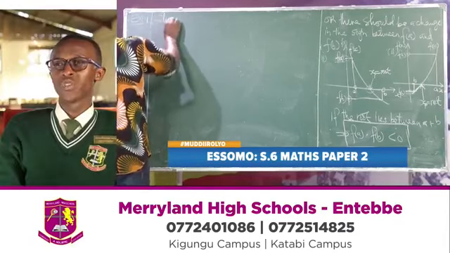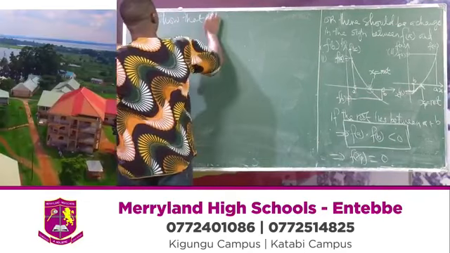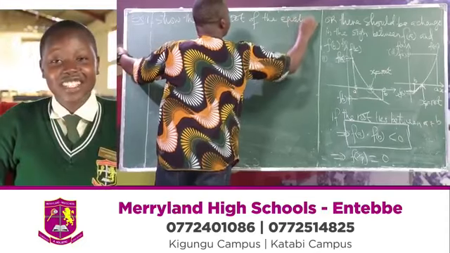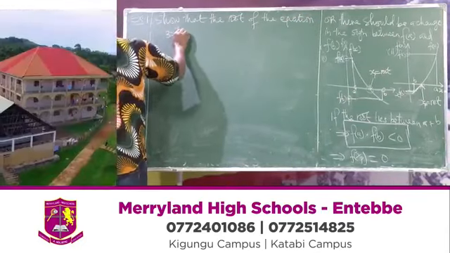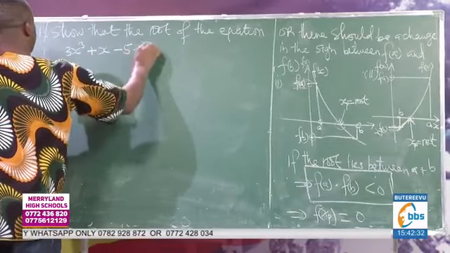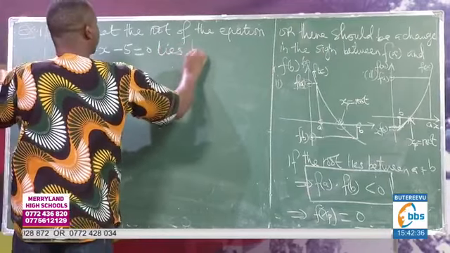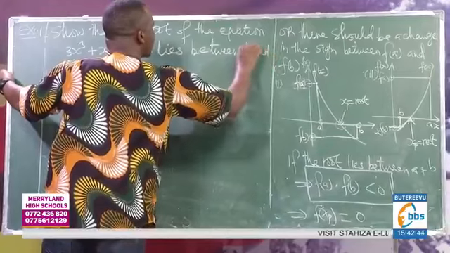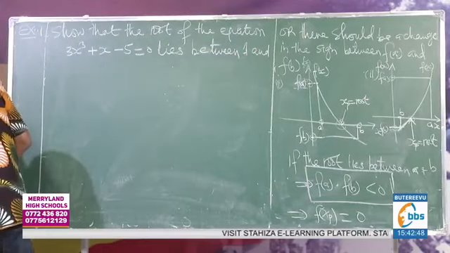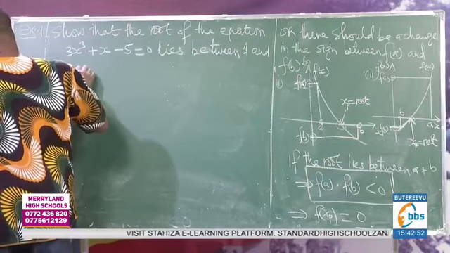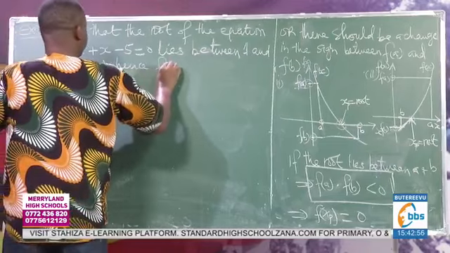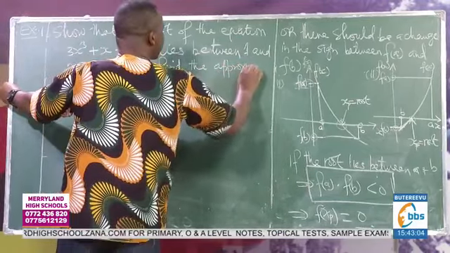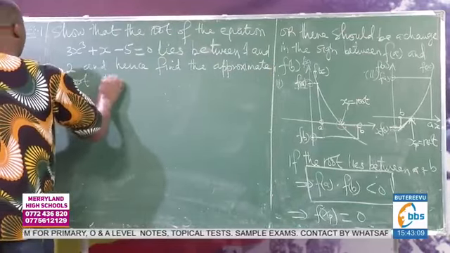Example 1. Show that the root of the equation 3x cubed plus x minus 5 equals 0 lies between 1 and 2, and hence find the approximate root to 2 dp's.